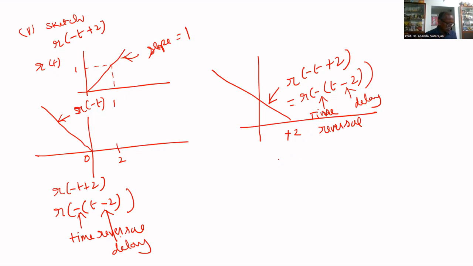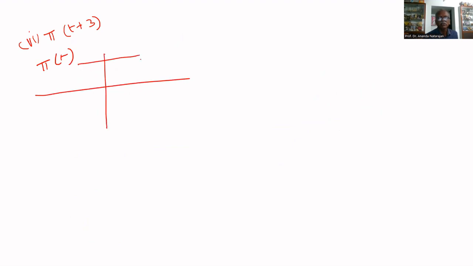That's all. Now let us draw another signal: pi of t plus 3. Pi of t we know, a rectangular signal. It looks like this. Magnitude is unity. On one side t equals 0.5, or 1/2. Here also t equals minus 0.5, or minus 1/2.